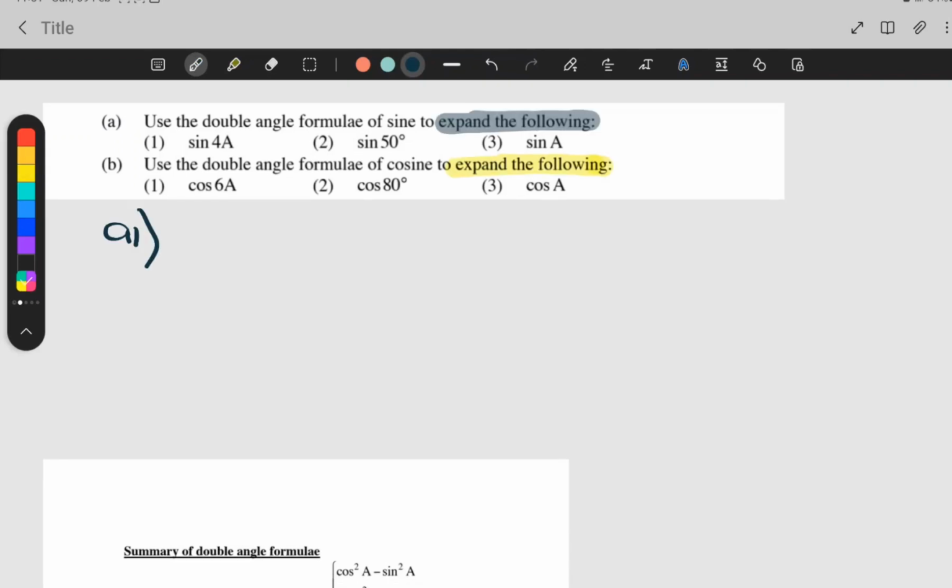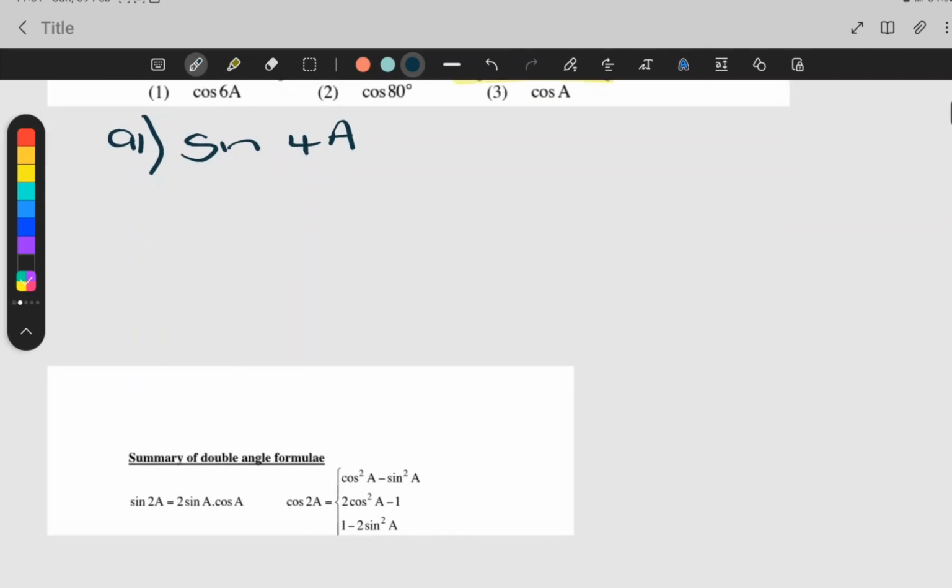So let's look at number A1. They give us sine 4A, and they want you to expand this. Now, because it's sine, we only have one double angle for sine, and it's this angle here on your formula page.